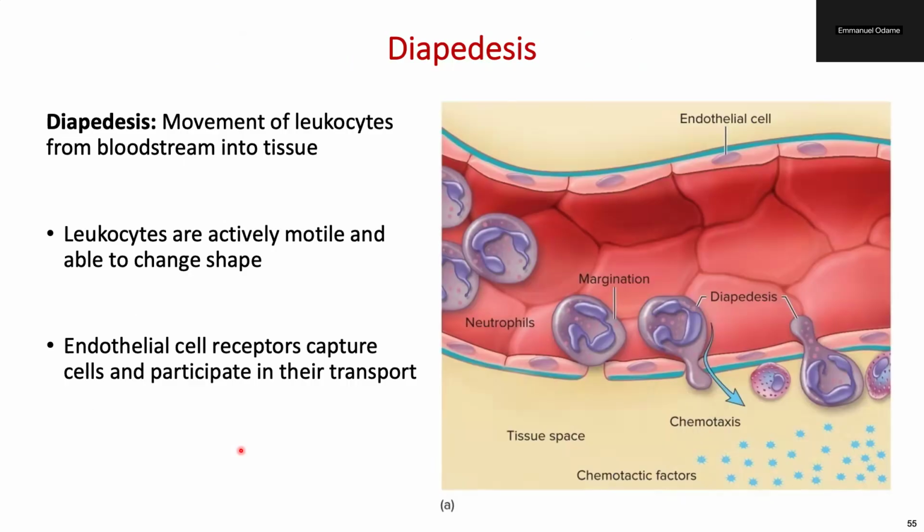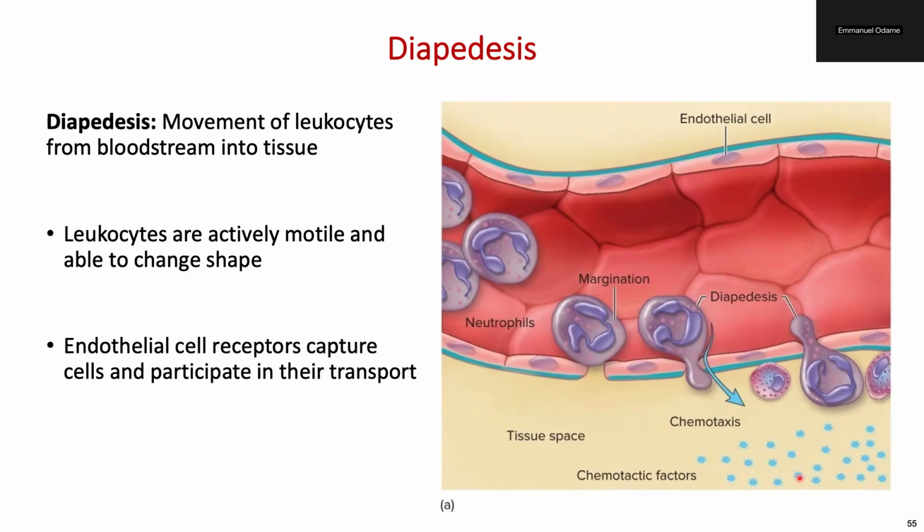So one thing that I pointed out earlier is the movement of the blood cells through the blood vessels and coming outside, which is termed diapedesis. So basically, it is the movement of leukocytes or white blood cells from the bloodstream into the tissue, and this is done actively. The leukocytes are actively motile, and they have the ability to change shape. So here they are round, and you can clearly see they are changing shape just to squeeze their way through, and they are doing this in the direction of the chemoattractant which has been secreted from the site of injury.